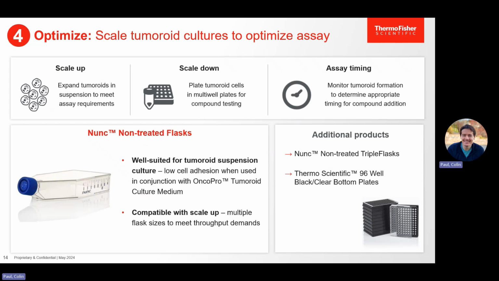Optimization of tumoroid cultures for downstream assays involves both scale up to generate cell numbers required for different assays and scale down, typically to 96 or 384 well plates to achieve the required throughput. We typically use non-tissue culture treated flasks for scale up. These flasks are well suited to suspension culture with OncoPro medium and are available in a number of sizes.